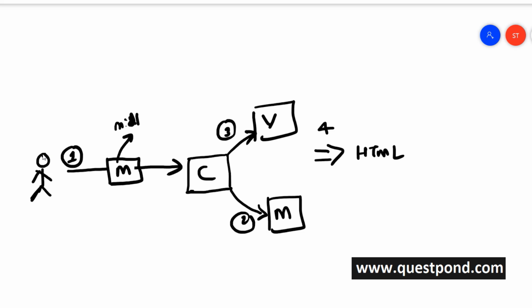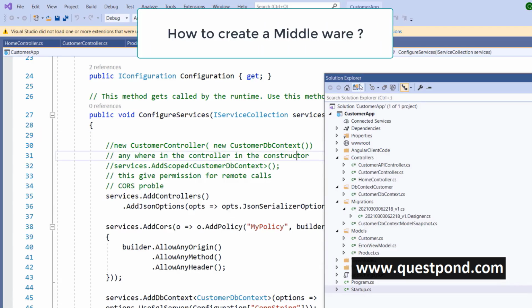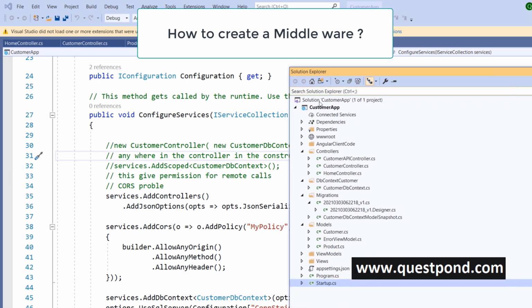So this is the middleware, right? Again, I repeat, middleware helps you to execute pre-processing logic before the request hits the controller. I repeat the answer: middleware helps to insert pre-processing logic before the request hits the controller. How do we implement middleware in MVC Core, right?